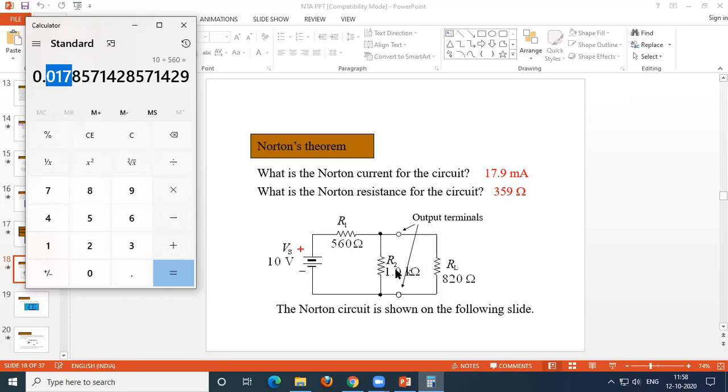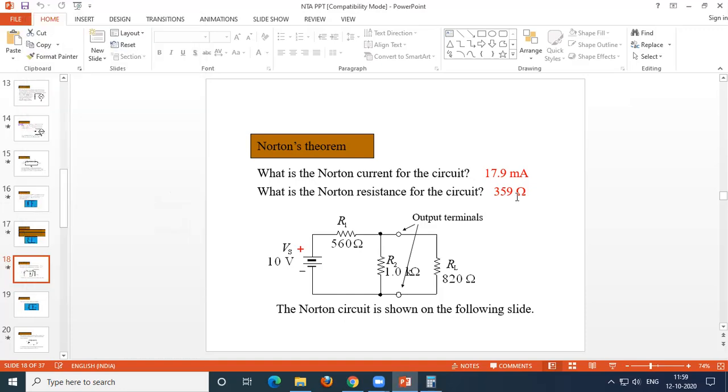When two resistances are in parallel, the total combination is R1 into R2 divided by R1 plus R2, which is 560 multiplied by 1k, where 1k means 1000, divided by R1 plus R2, which is 1000 plus 560, that is 1560. So the equivalent resistance of this circuit is 358.97, or we can say that the total resistance of the equivalent circuit is 359 ohm.